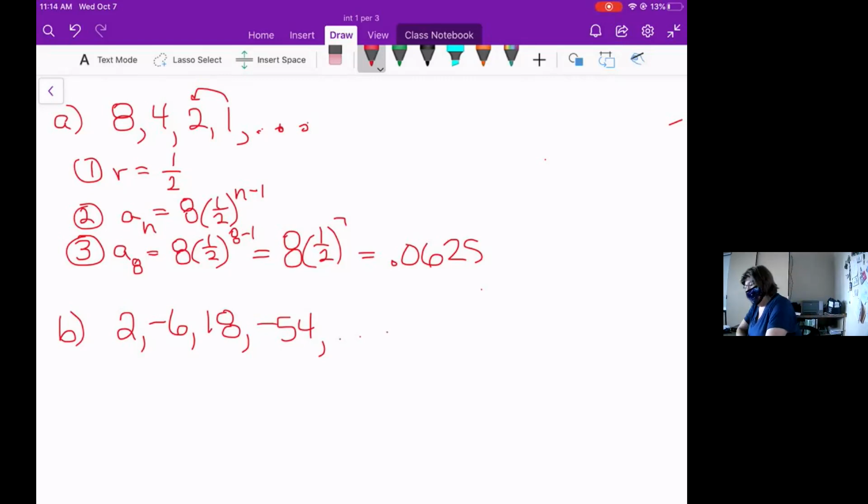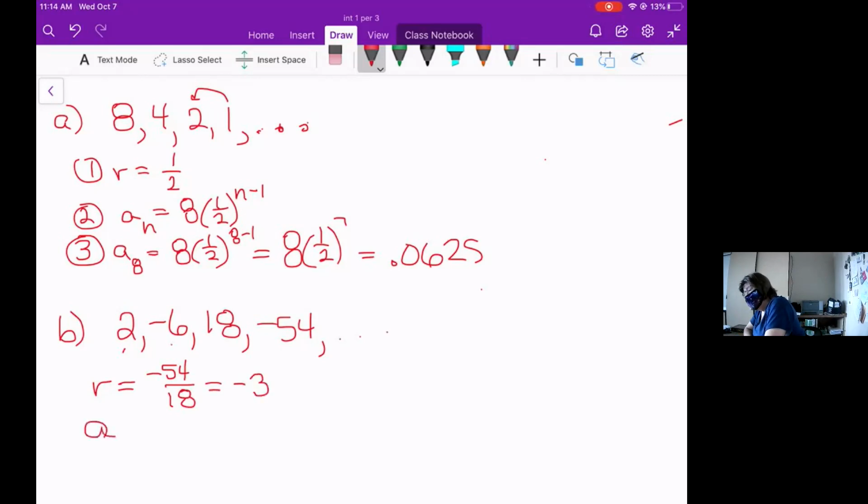All right, so here we go. The first thing we've got to do is find our r. Now, many of you used the -6 and 2. That's okay. I'm going to use the -54 and 18. Can I do that? Yes. You just want to be contrary, don't you? You just want to argue with me. Okay, I can take any two terms as long as they're side by side. And that's going to give me a -3.